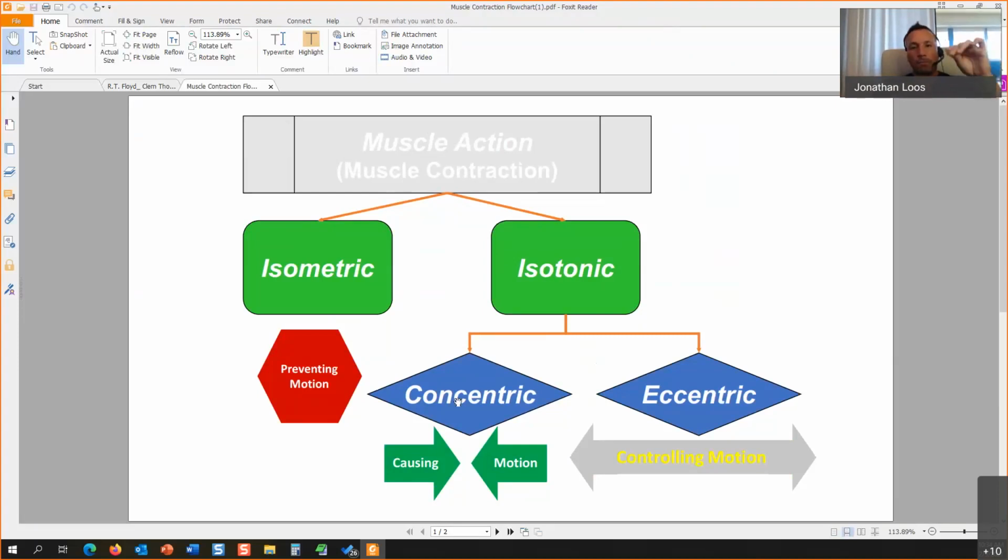And if there's muscle tension, and that's a key word, muscle tension, and there's joint motion, and it's shortening, it's a concentric contraction. If there's joint motion and there's muscle lengthening under tension, it's an eccentric contraction. So that's the quick and dirty way to determine what type of joint motion. If there's no change in motion, it's an isometric muscle contraction.